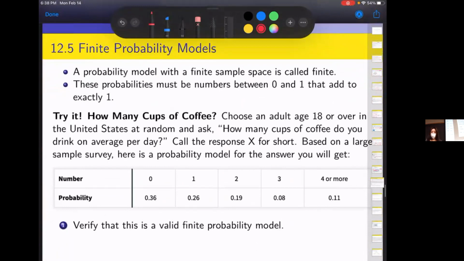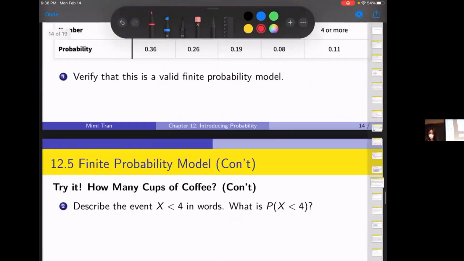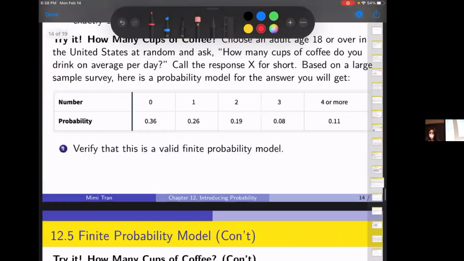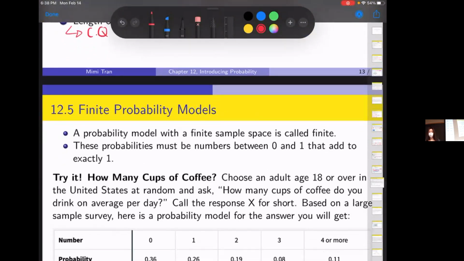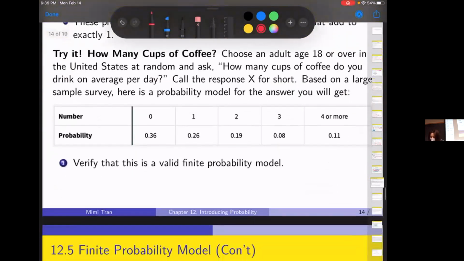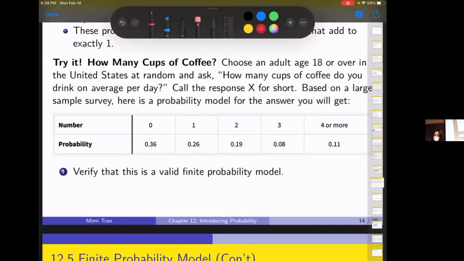Okay, 12.5, so now we talk about finite probability models and continuous. It's similar to discrete, really similar to the discrete probability model. So a probability model with a finite sample space is called finite. Finite sample space means earlier we have head, tail, right? Or roll a six-sided die, 1 to 6. So those are finite sample spaces. The probability must be a number between 0 and 1 and should add to 1. So remember those? All right, so let's try this one. Verify this is a valid finite probability model. How do I verify this?